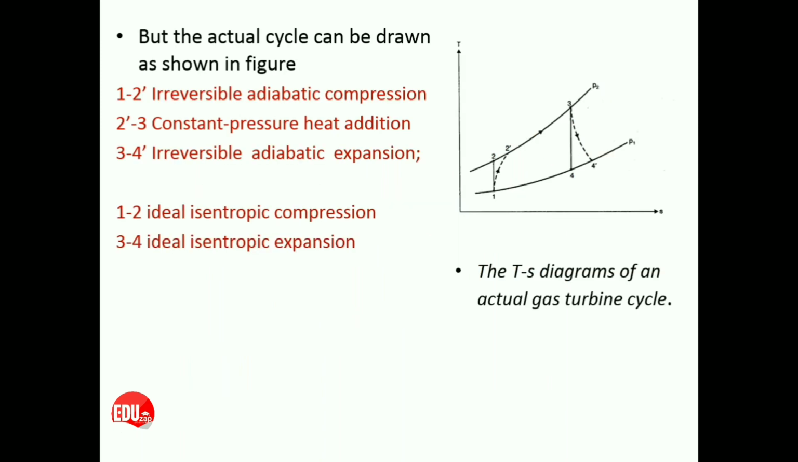Now coming to the actual cycle or actual gas power cycle, the processes are somewhat different. That is, the process 1 to 2, the ideal isentropic compression process, is replaced by an irreversible adiabatic compression process, which is represented in the TS diagram as 1 to 2 dash, and the heat addition process will be from 2 dash to 3. From 3 to 4 dash, it will be an irreversible adiabatic process and it is expansion also. Then since it is an open cycle, the process ends at 4 dash.